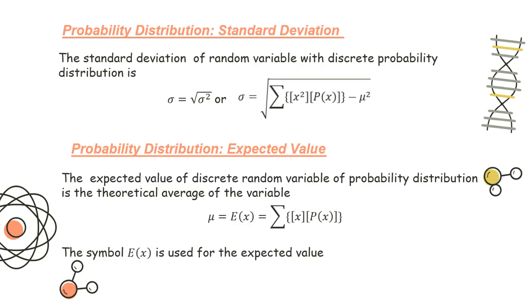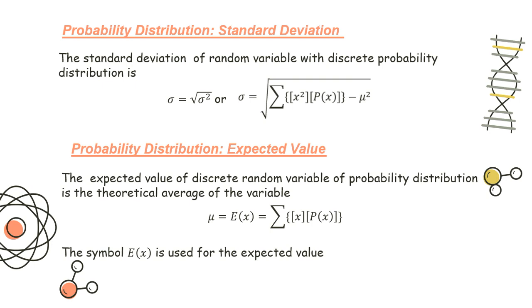Third, we have the probability distribution for standard deviation. Alam na natin to. This is the square root of the variance. So, yung nakuha nyo sa variance po, i-square root nyo lang para po makuha si standard deviation.